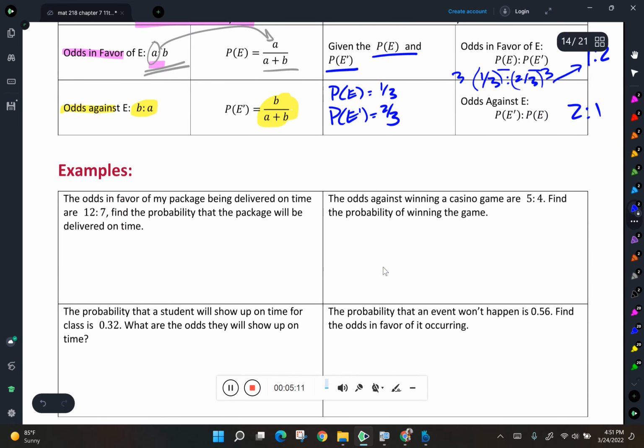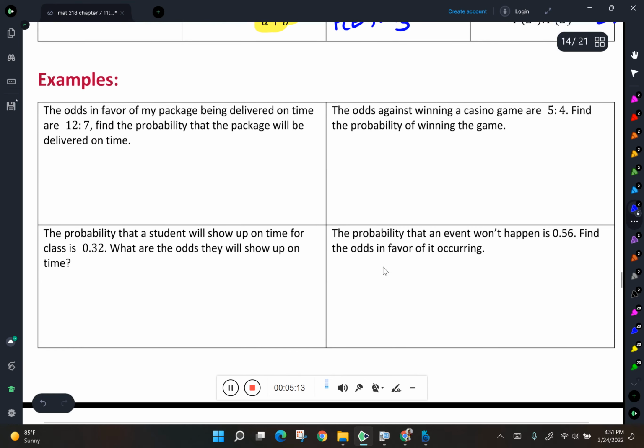Okay, let's take a look at some examples down here. I'll start in this upper left-hand corner. It reads, the odds in favor of my package being delivered on time are 12 to 7. Find the probability that my package will be delivered on time. Reading the odds, since these are odds in favor, the event I want to have happen has 12 outcomes in it. Its complement has 7 outcomes in it. So the number of elements in the sample space is going to be 19.